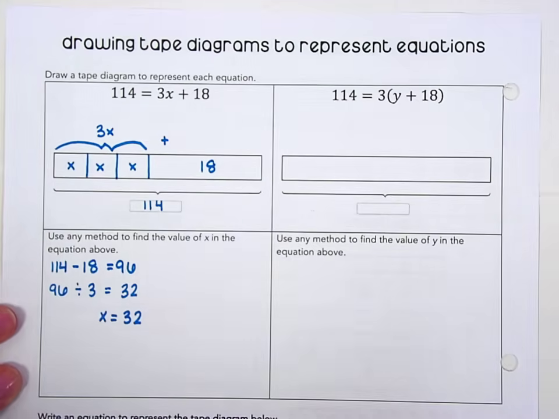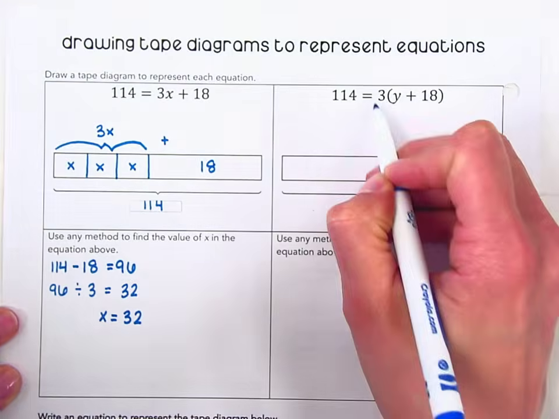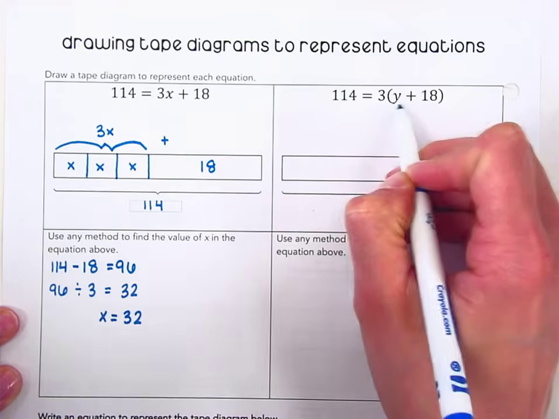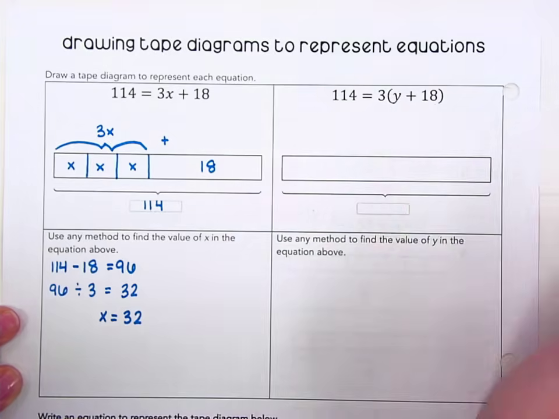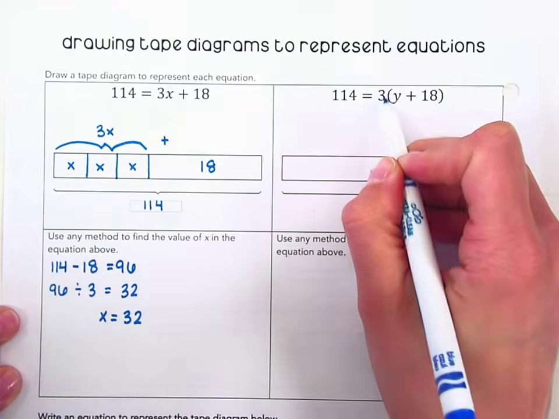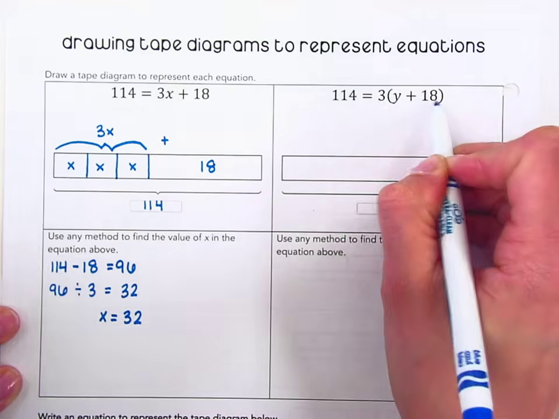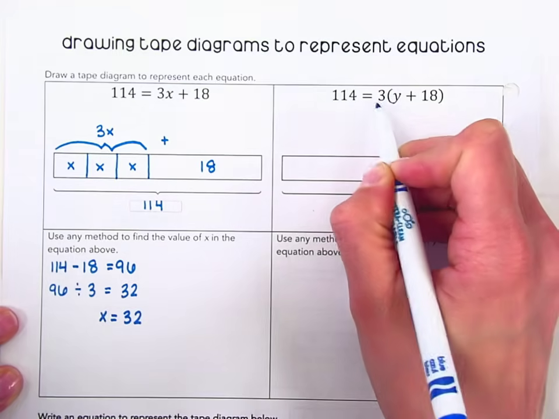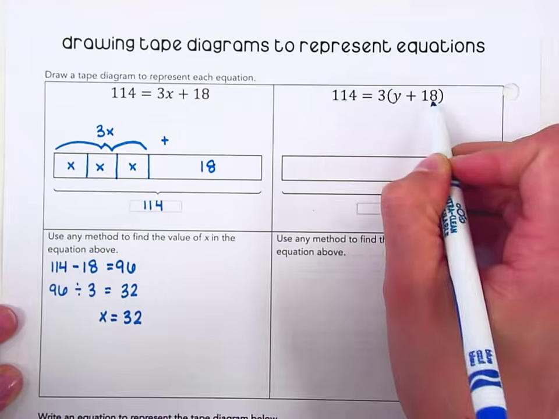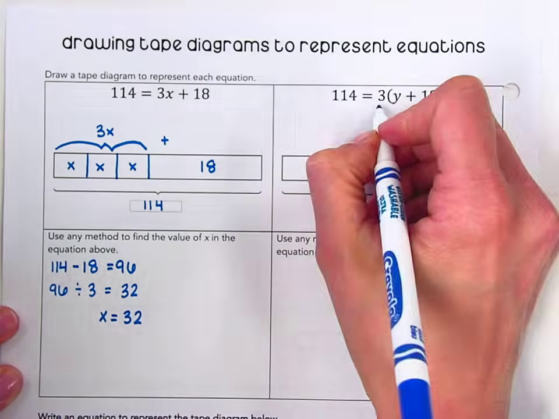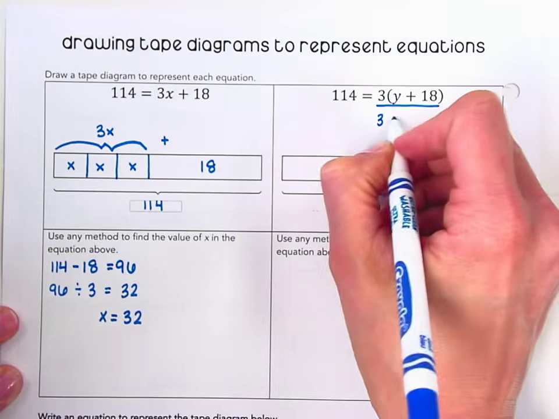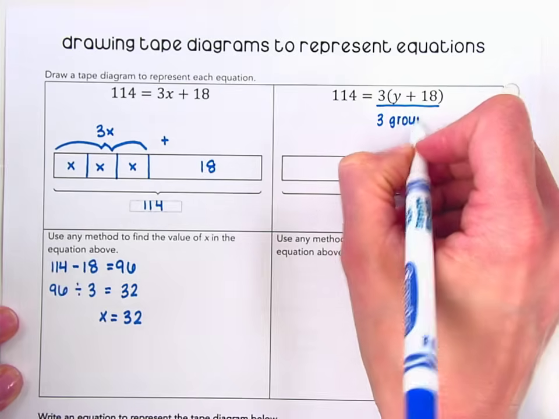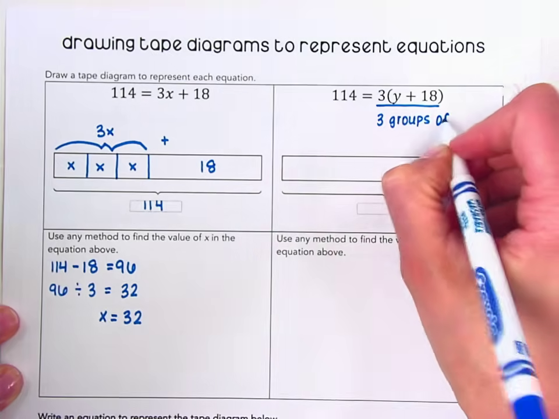The next equation is a little bit different, and although we've used the same numbers, it's not going to look the same. So we have 114 is equal to 3 times the quantity of y plus 18. So what this tells me is I have 3 times y plus 18, or I can think of this as I have 3 groups of y plus 18. So this means 3 groups of y plus 18.